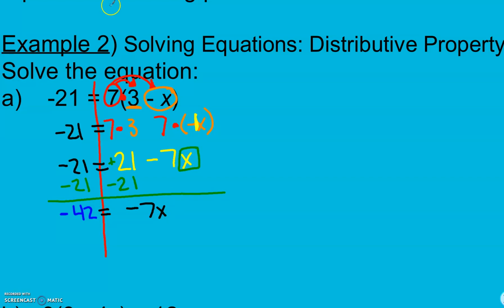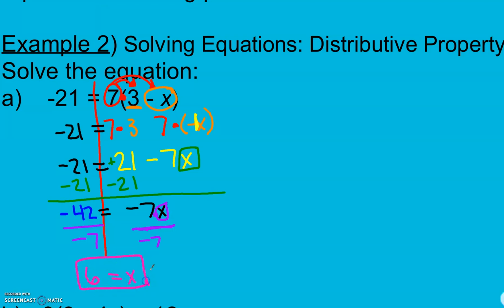Now, my x is being multiplied by negative 7. So I get rid of it by dividing by -7. And it's being multiplied, we get rid of it by dividing. And I get 6 equals x.